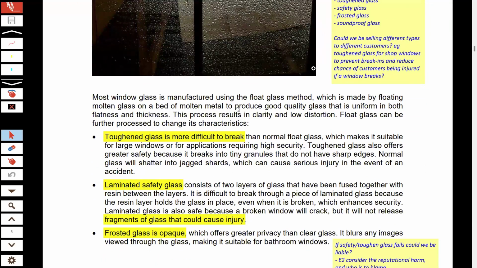Now, it points out that most of the windows, the glass, is manufactured using this float glass method. And what happens is molten glass, so liquid glass, is floated on a bed of molten metal. And what that should be doing is producing good quality glass that is uniform in flatness and in thickness. So that made me think, of course, yes, the window should have no problems of distortion when you look through it. If I look through a window, I should be able to see through it as if I was looking just through an open space. There should be no distortion.